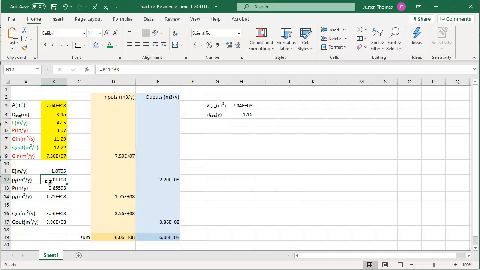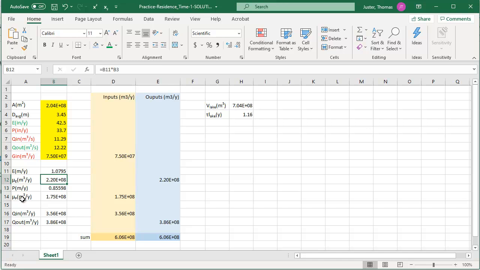And I'm going to get that by multiplying the evaporation rate in meters per year here times the area of the lake in cell B3 in square meters. So square meters times meters per year gives me cubic meters per year. So that's what I did here. I just multiplied those two numbers together to give me the flux, the outflow of water due to evaporation in cubic meters per year.